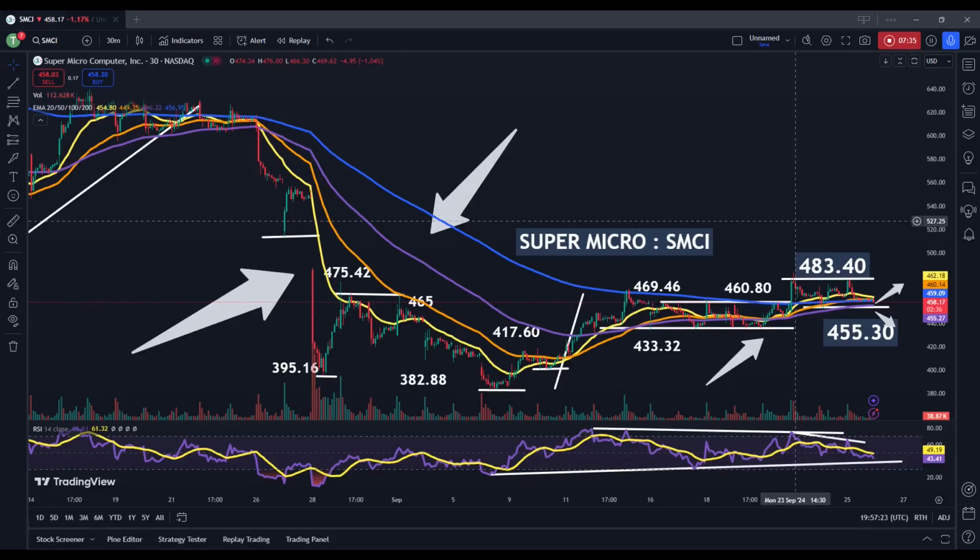So here's the current stock market update for Super Microcomputer, stock ticker SMCI.